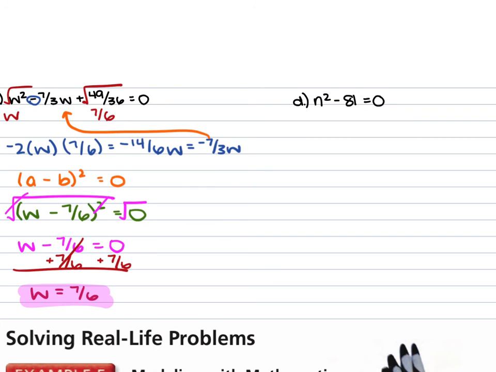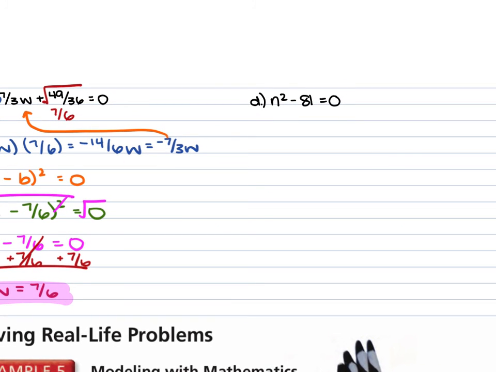For example D, we have n squared minus 81 is equal to 0. So this one, we have a difference of 2 squares. The reason why we know that is because the 2 terms are separated by subtraction, and we can take the square root of the n squared, which gives us n, and we can take the square root of the 81, which gives us 9. So remember, difference of squares, we're going to have a plus b times a minus b is equal to 0. So we plug in our a, which is n, and our b, which is 9. This is going to give us n plus 9 times n minus 9 is equal to 0.